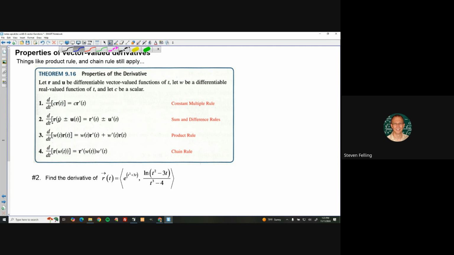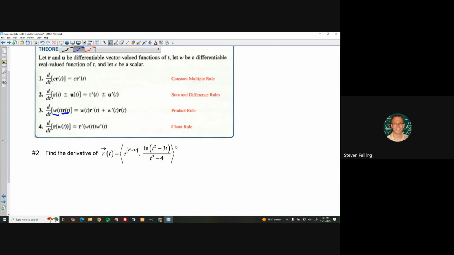If you have two vectors that are added or subtracted and you want to take the derivative, you can take those derivatives separately and add and subtract the results, just like with regular function derivatives. But if you have a scalar function times a vector, then you have to use the product rule: the scalar times the derivative of the vector plus the derivative of the scalar times the vector. And if you have a position vector that has a function inside of it, you take the derivative of the components, but you have to multiply by the derivatives of the terms inside. So the chain rule applies term by term.